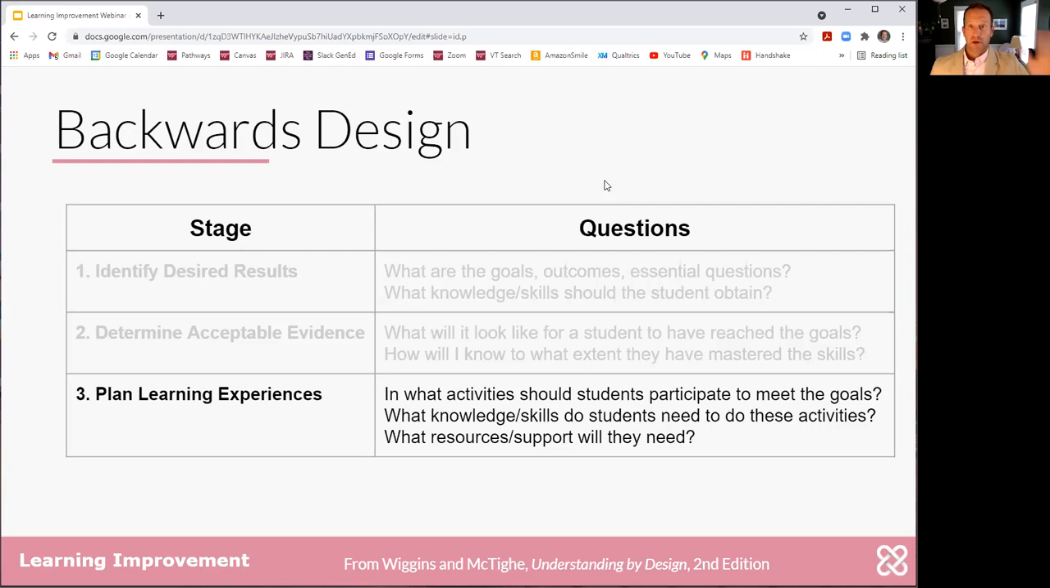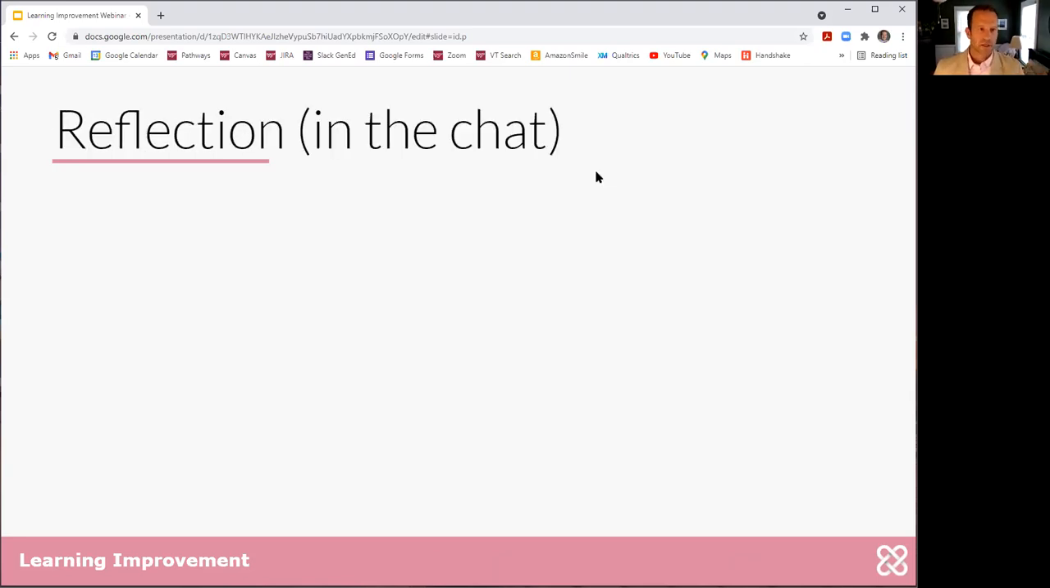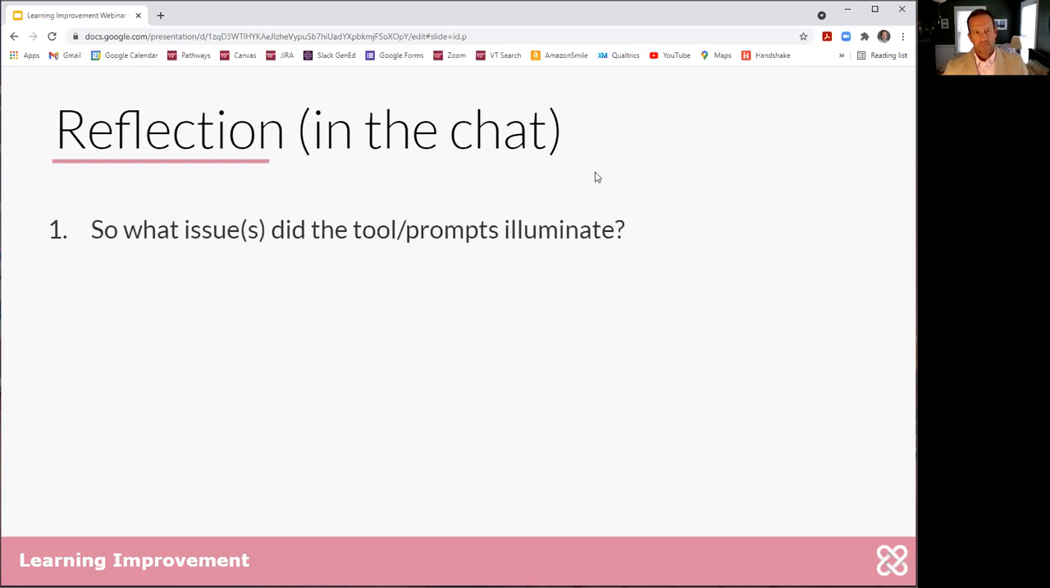Now, the issue is they're not, obviously. They're telling them in these reviews that I'm studying, I'm going to the lectures, I'm doing the practice exercises, whatever, and I'm not doing well on the exams. So what does this uncover for us? So in the chat, what issues did the tool prompts illuminate?